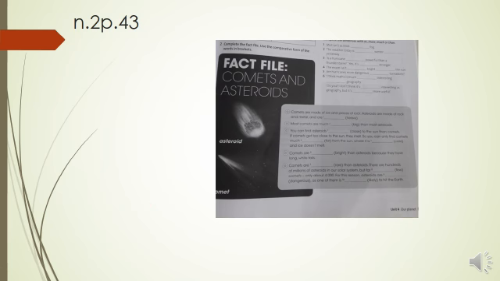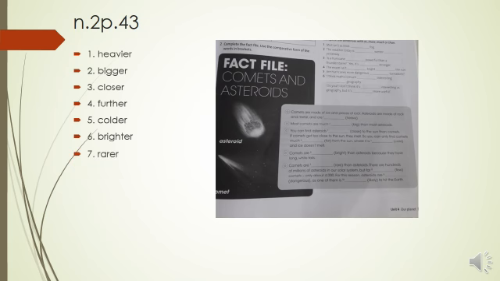Now let's look at the answers. Number 1, heavy, heavier. Number 2, big, bigger. Number 3, close, closer. Number 4, far, farther. Number 5, cold, colder. Number 6, bright, brighter. Rare, rarer. Few, fewer. Dangerous, more dangerous. Likely, more likely. And this is all about number 1, number 2, page 43. Please do these exercises and check your answers.